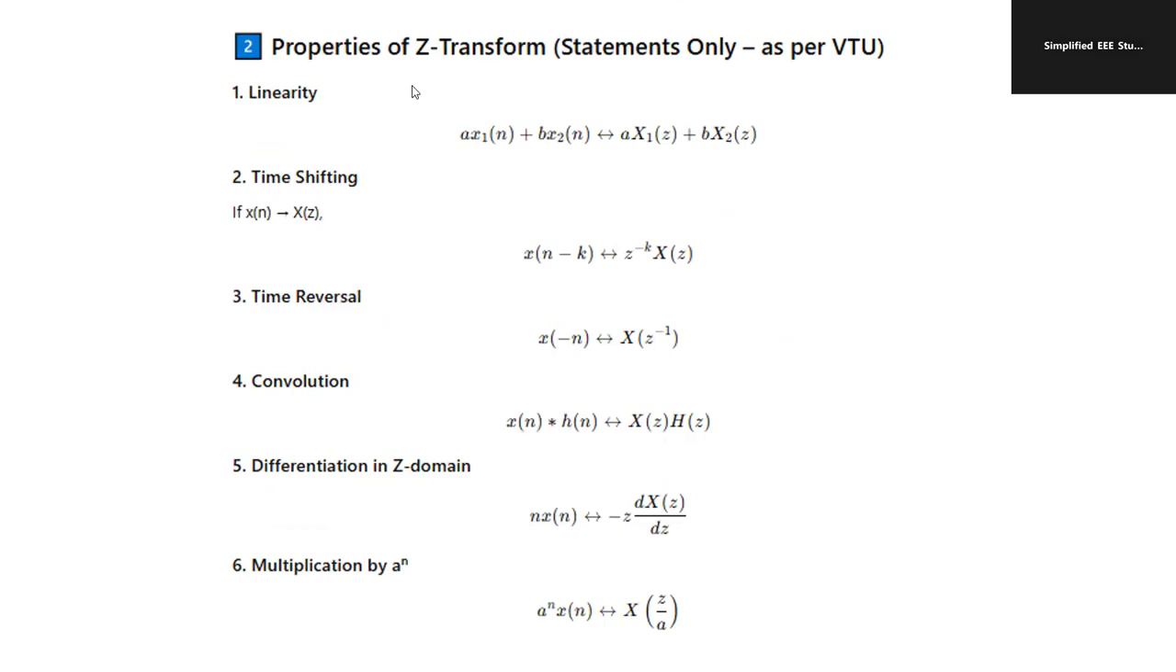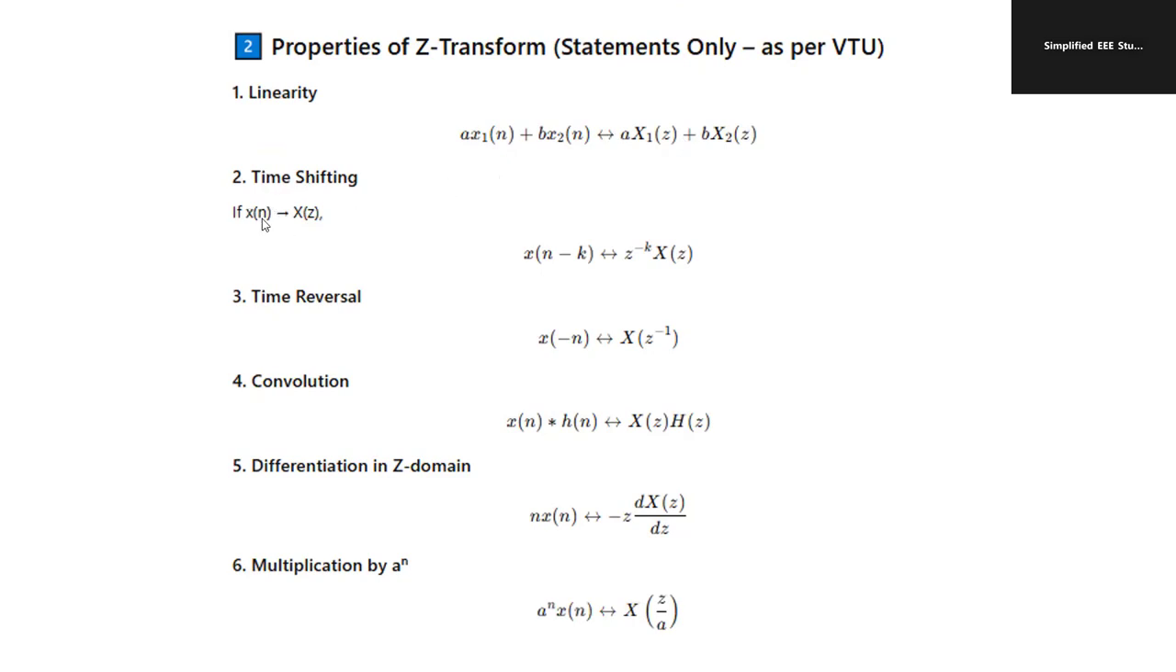What are the different properties of Z transform? It may be asked directly in your examination. Study the statement only. That is the syllabus description from the VTU EC syllabus. What is linearity? A into x1 of n plus b into x2 of n is equal to a into capital X1 of z plus b into capital X2 of z. This property is known as the linearity property.